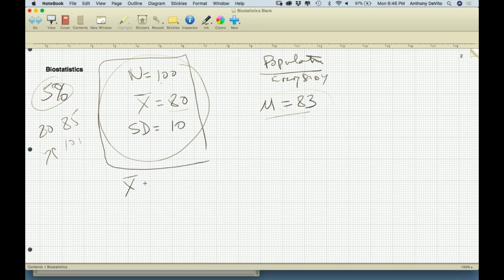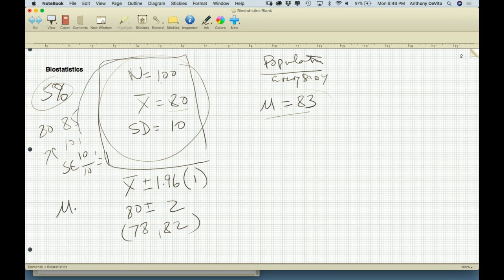So X bar plus or minus, for a big sample, I'm going to use 1.96 times the standard error, which is equal to 10 over the square root of the sample size, 100, which is equal to 1. So my 95% confidence interval is going to be roughly 80 plus or minus 2. It's going to be 78 and 82, roughly. I'm not going to bother with the decimal points. I'm 95% sure my true population mean for the population I took the sample from is between these two values.